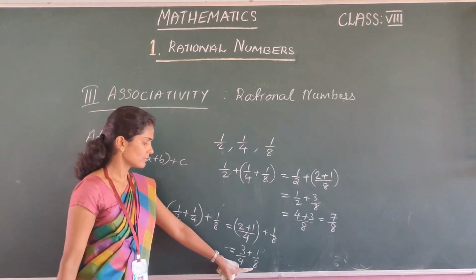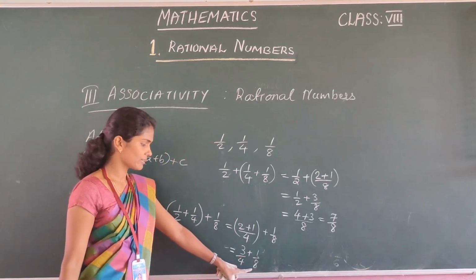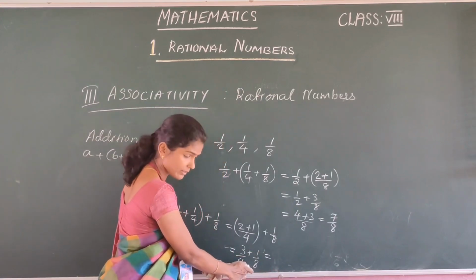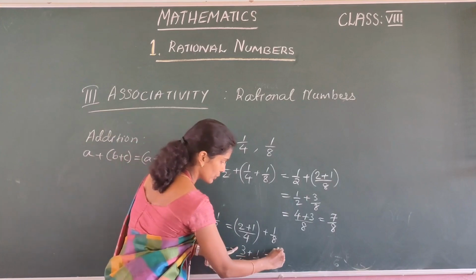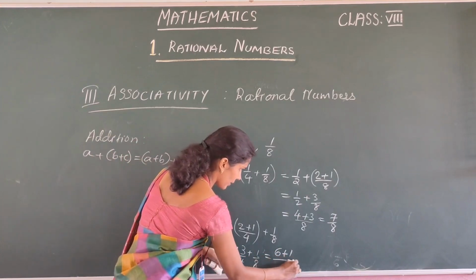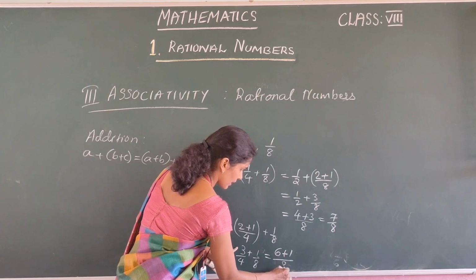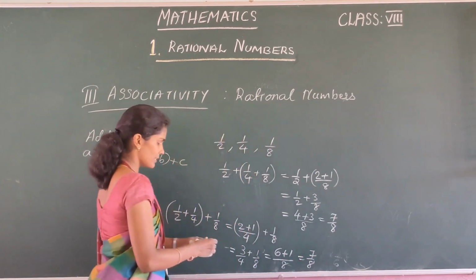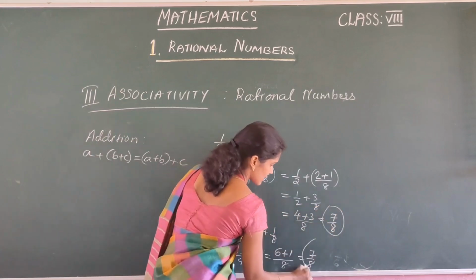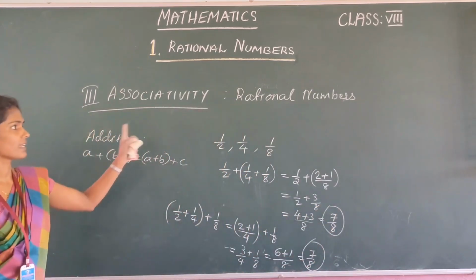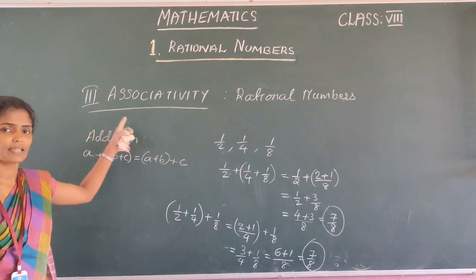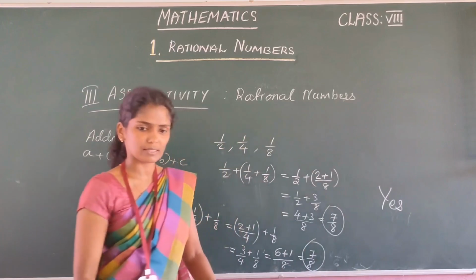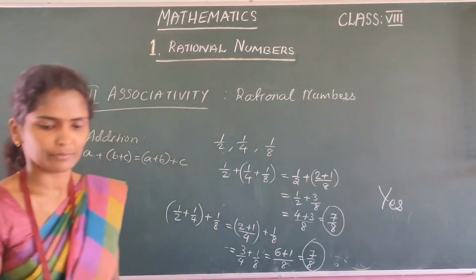Here the denominators are different, take the LCM again. We got 4 into 2 equal to 8, therefore 3 into 2 equal to 6, plus 1/8, this is equal to 7/8. These two are the same, therefore in the case of rational numbers, addition is associative.